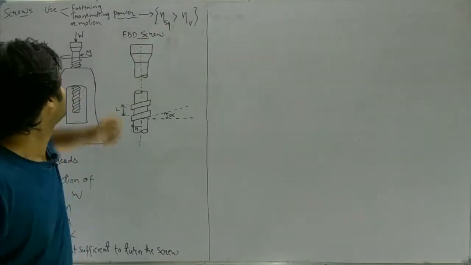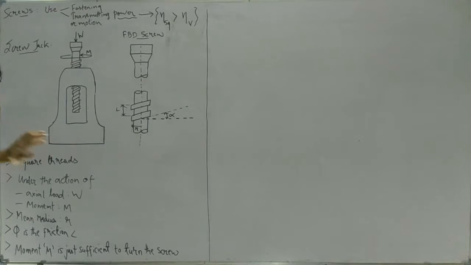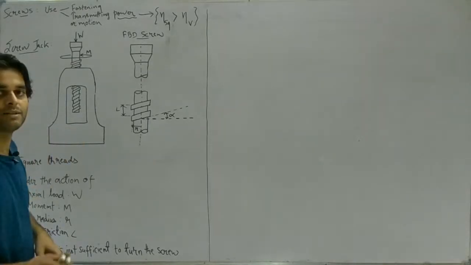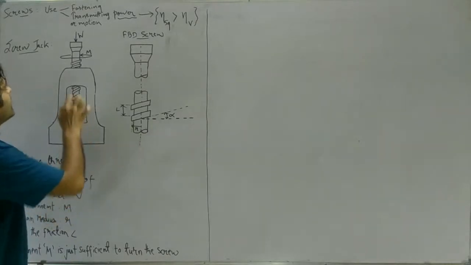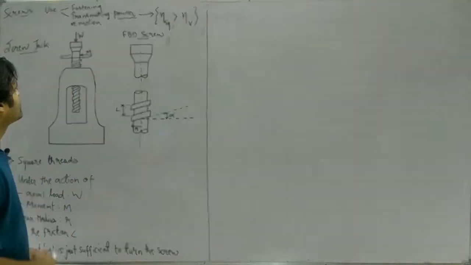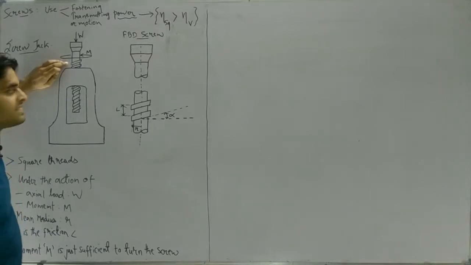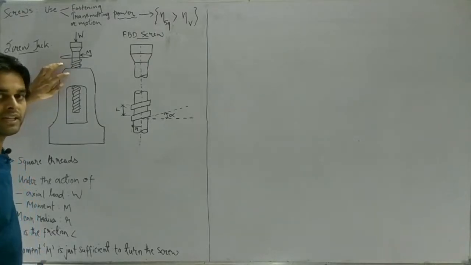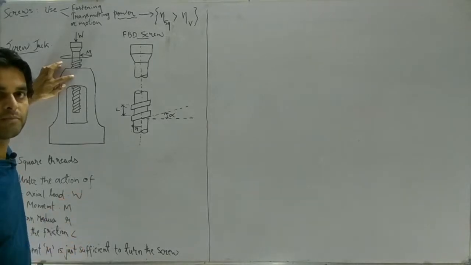Okay, so now we come to a screw jack. This is a very simplified diagram of a screw jack. I have shown here the frame of the screw jack and the screw of the screw jack. Now this screw has external threads on it. Now these threads slide up and down the internal threads on the frame.